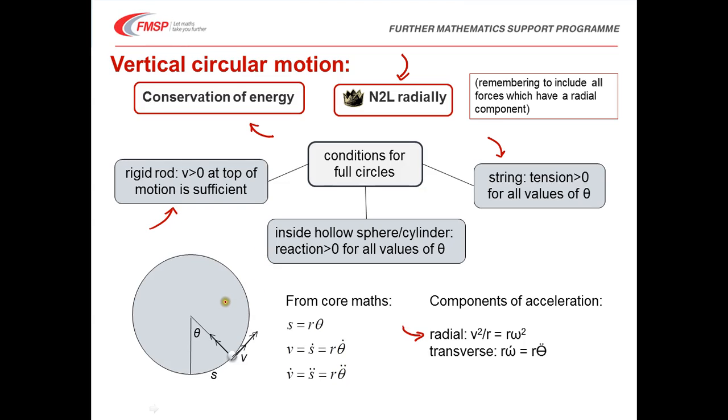So for the rigid rod to complete full circles, you need sufficient energy so that the velocity of the particle as it goes across the top here is greater than 0. And that's the condition for the rigid rod system. Most systems can be reduced to one of those three cases.